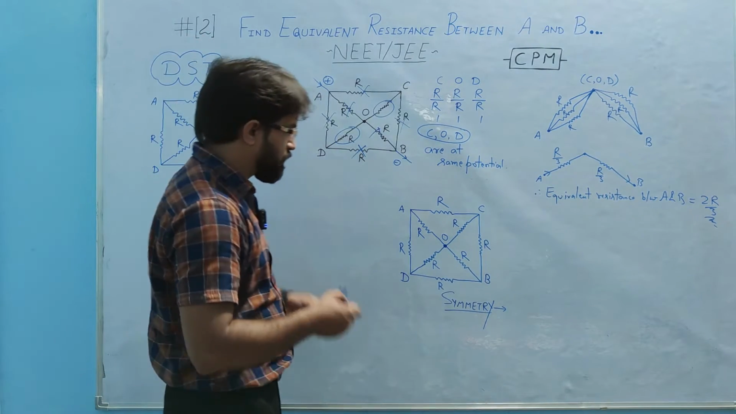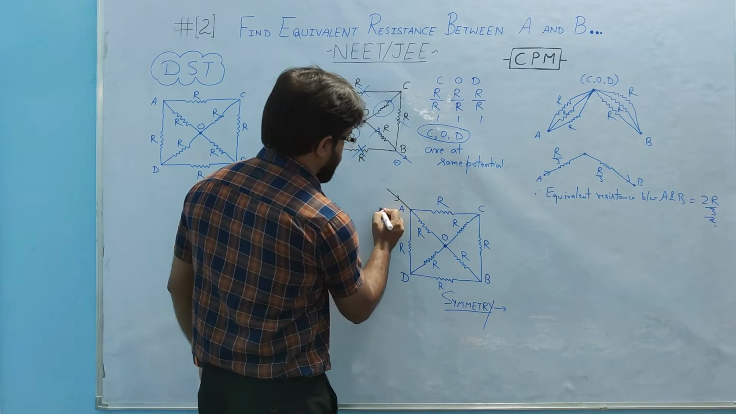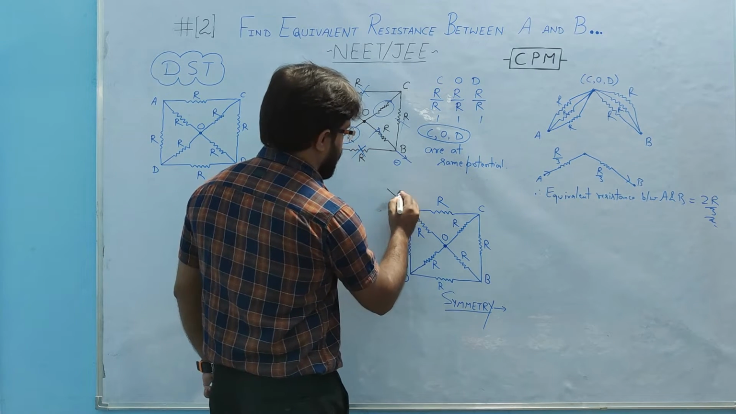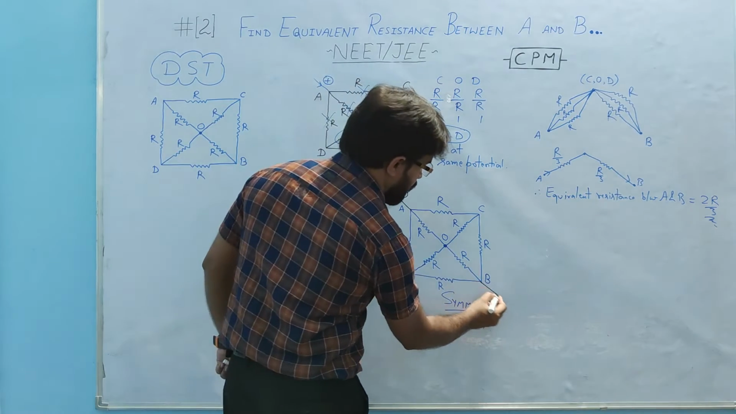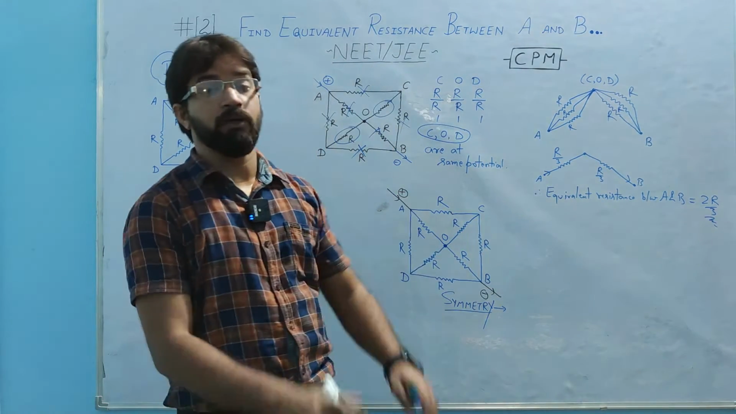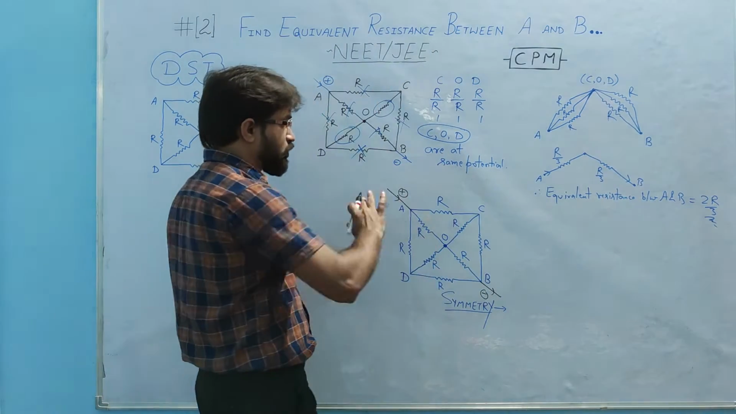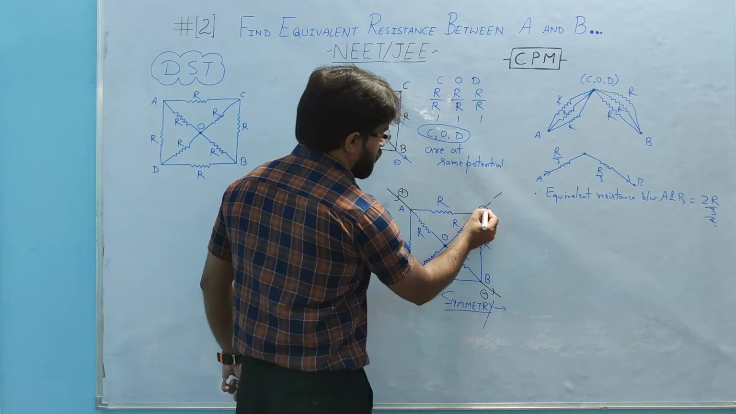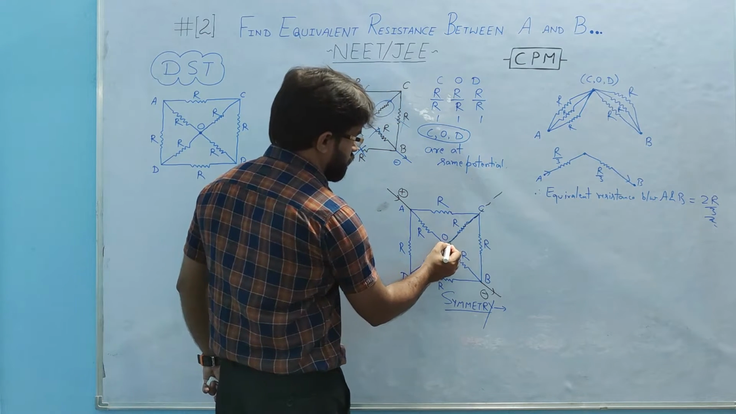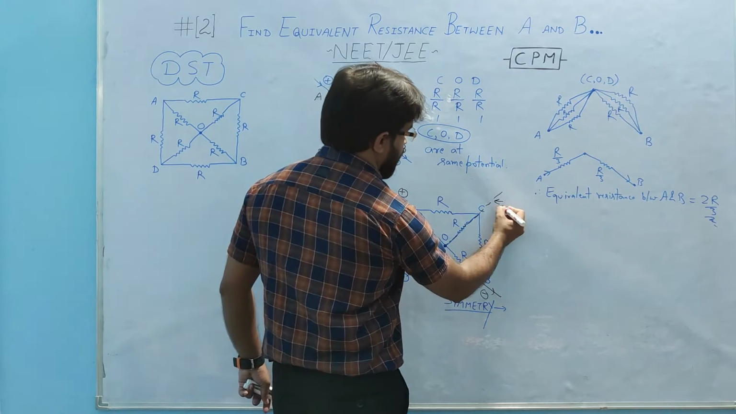Now see for symmetry. For symmetry again we will connect A, we have taken positive, B we have taken negative. In between A to B, we will try to find an imaginary line on both sides of which there should be a mirror image. This is the line, the imaginary line.